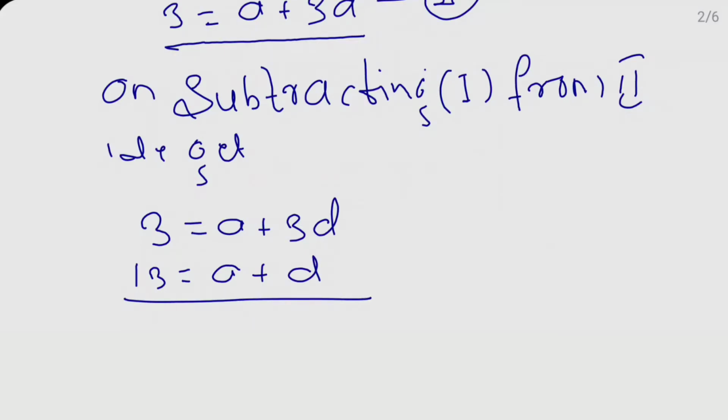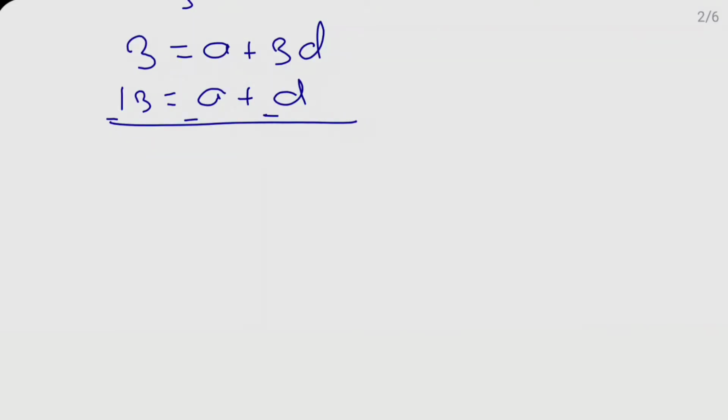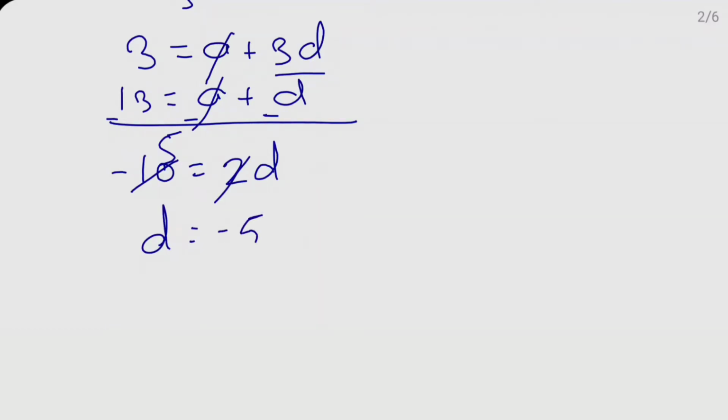So now here minus means opposite symbol. 3 minus 13 is minus 10, and here plus a minus a get cancelled, and remaining here 3d minus d is 2d. So 2 5s are 10, so here d equal to minus 5. So here we got d is minus 5.